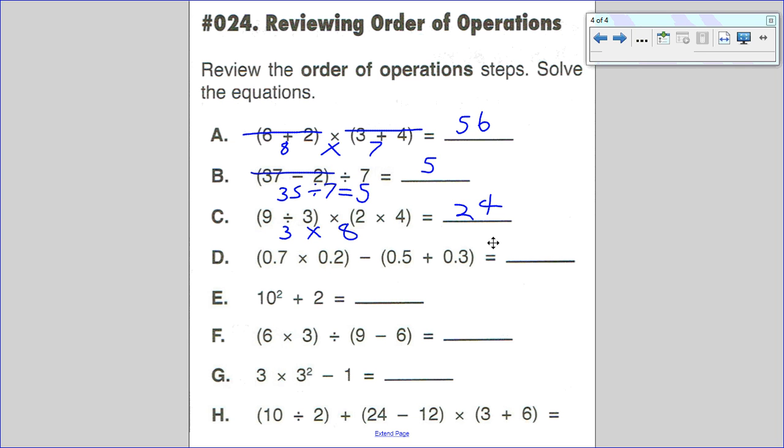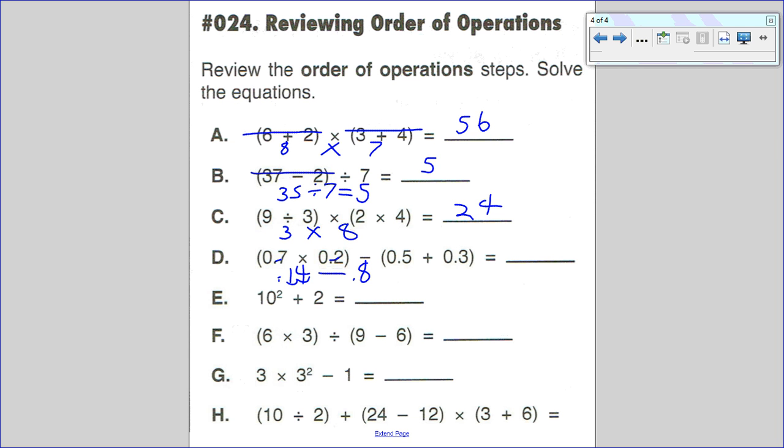0.7 times 0.2. All we do is multiply. 7 times 2 gives us 14. We have one place after the decimal and then 2 places after the decimal. So we go 1, 2, so it's 0.14, what we end up with. Minus. Now this is 0.5 plus 0.3. Okay? So that is just 0.8.